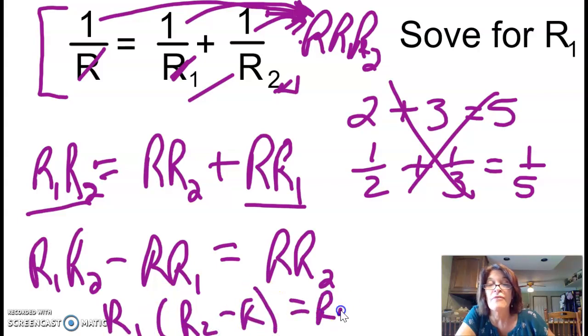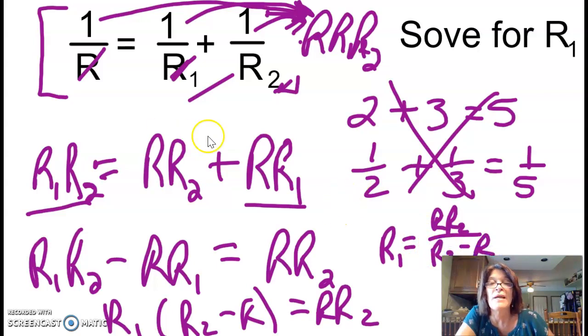And then after I factor out the R1, I'll be able to divide by the R2 minus R that's multiplied by it. And my final answer is that R1 equals RR2 divided by R2 minus R.